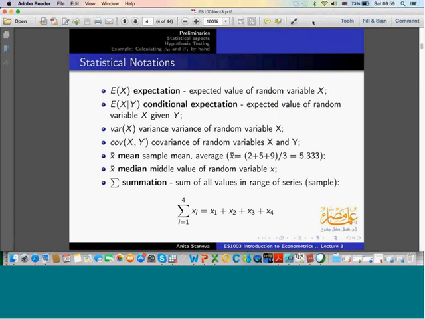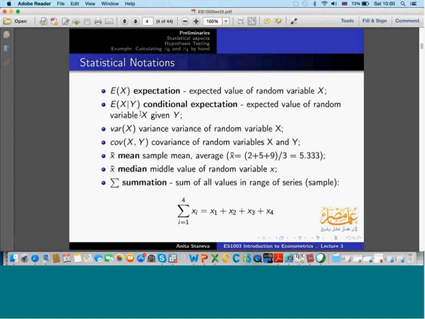Some other notations that you might see during my lecture notes: we use E of X as an expectation, or the expected value of a random variable X. The next notation is the conditional expectation. So we have the expected value of a random variable y given x. Normally it's written that way: the expected value of y given x.